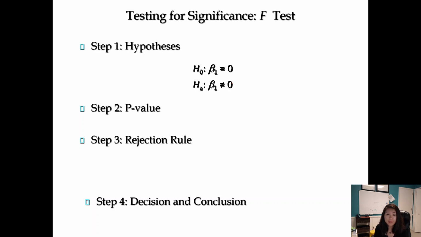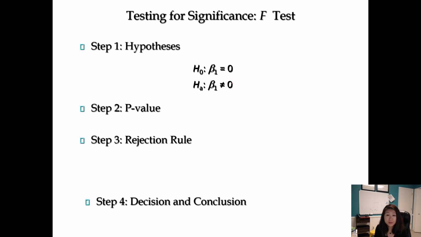Step number 1. H0 is the hypothesis we try to test, and I try to prove whether we can reject it or not. So H0 is beta 1 equal to 0, which means by default we assume X and Y have no relationship. Beta 1 equal to 0 means X and Y have no significant relationship. The alternative hypothesis, if you can reject H0, is beta 1 not equal to 0. So don't flip your H0 and H alternative. Your H0 is beta 1 equal to 0 and the alternative is beta 1 not equal to 0.